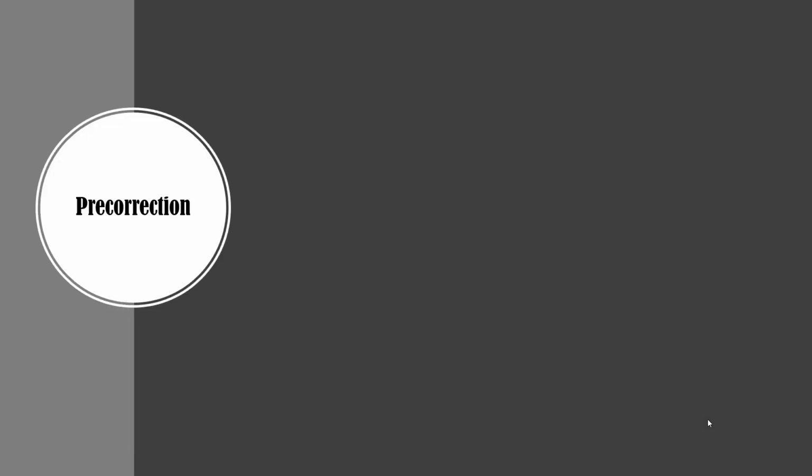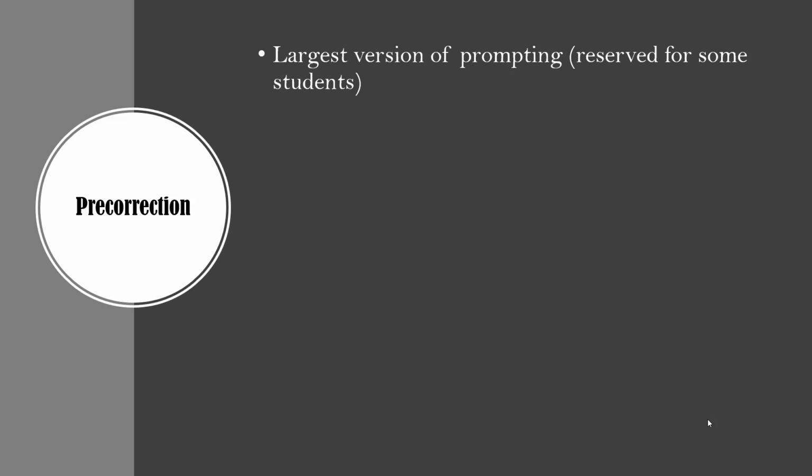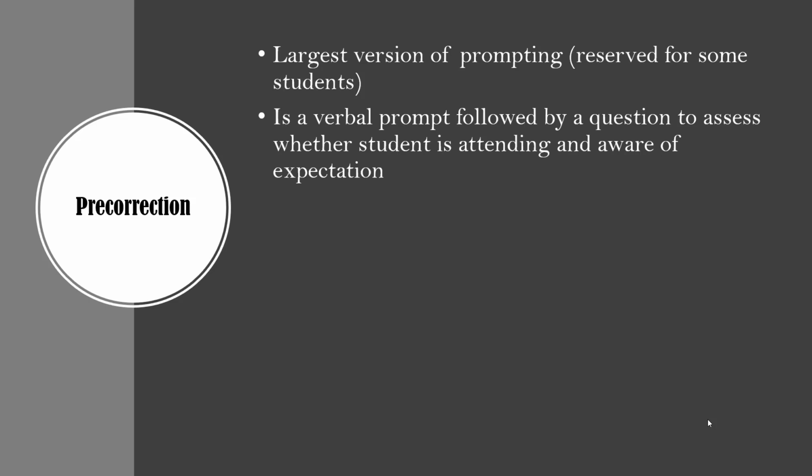The last of these environmental cues is what we call precorrection. So with precorrection, this is the largest version of prompting. So this requires a little bit more effort on your part than maybe the other two, and it's typically reserved for your students that really have trouble in some aspect of your routine or your scheduling. And so typically it's a verbal prompt followed by a question to assess whether the student is attending and is aware of the expectation.